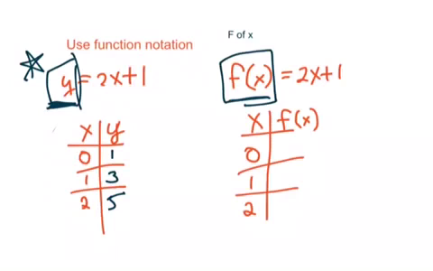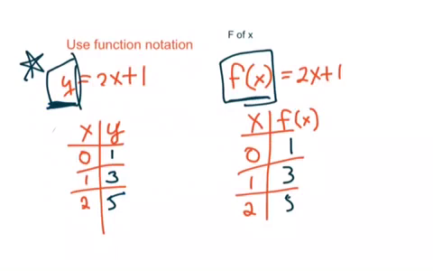So whenever we have a letter and then parenthesis x, close parenthesis, we could replace that entire writing with the letter y and do the problem exactly the same. So in our table we have x and f of x instead of x and y, because y and f of x are identical. That means we could just plug 0 in for x, and this problem is exactly the same.